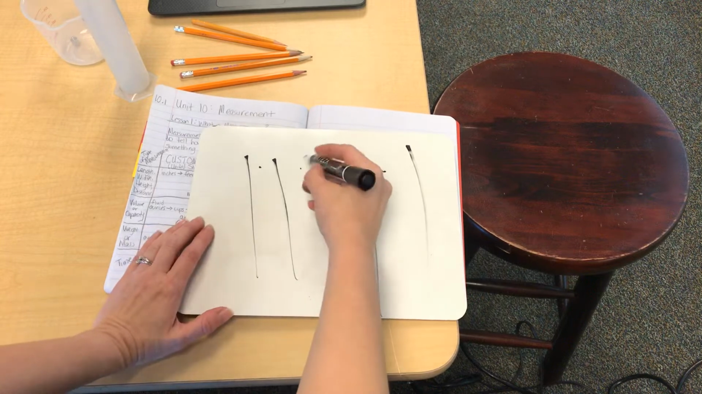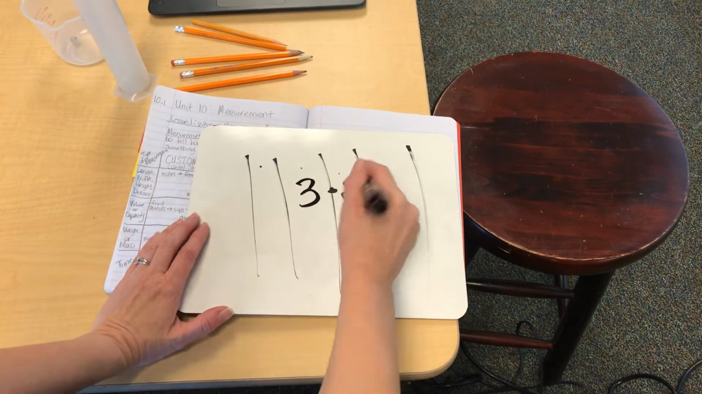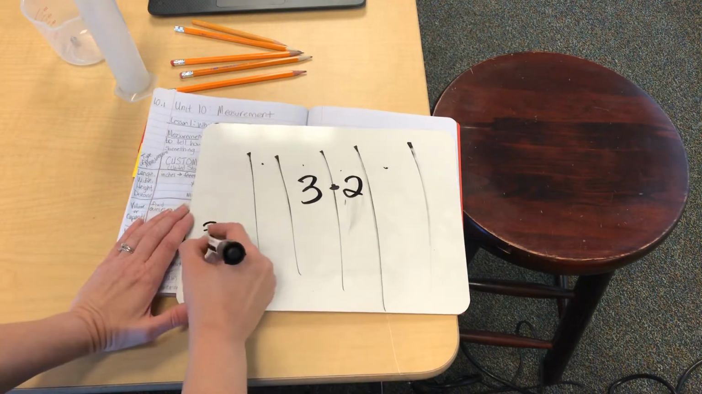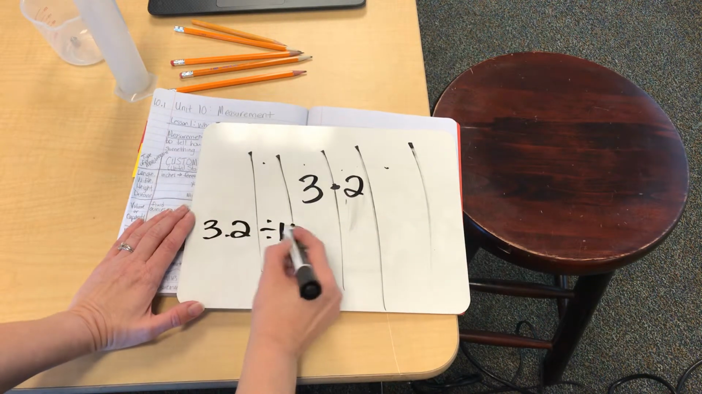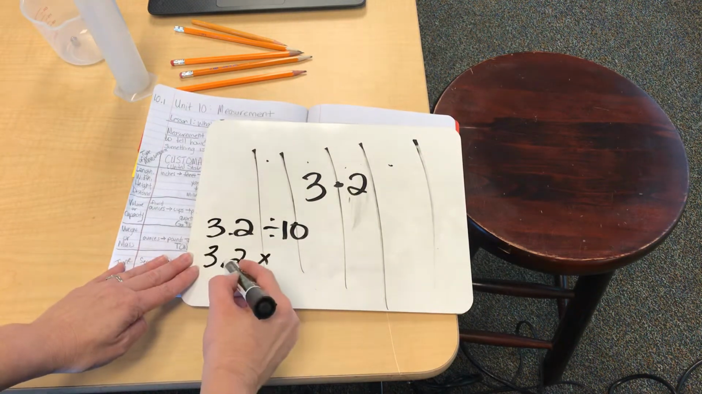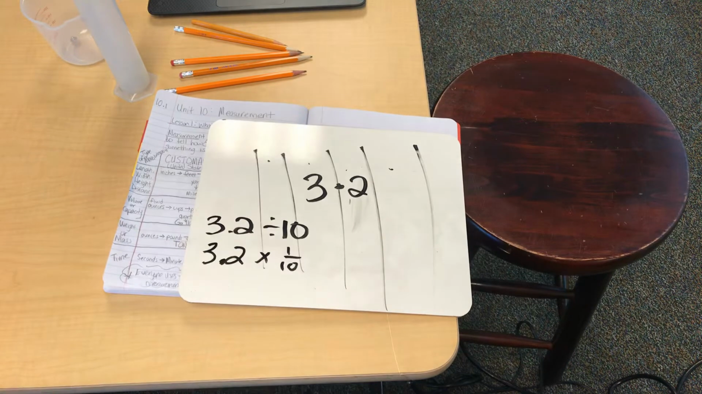I have 3 2/10, right? 3 2/10. And I want to divide 3 2/10 by 10. I want to make it smaller. Or it's the same thing as saying 3 2/10 times 1/10. Remember, because fractions are division.